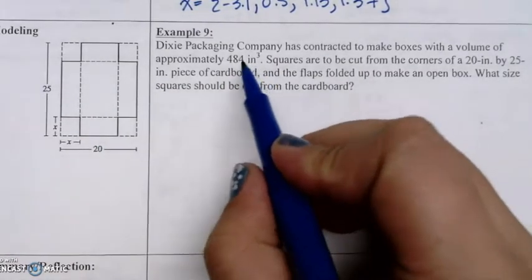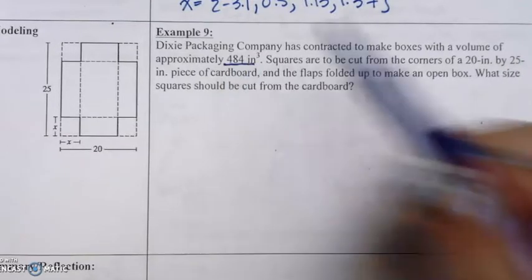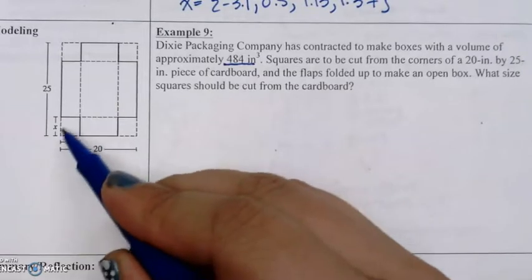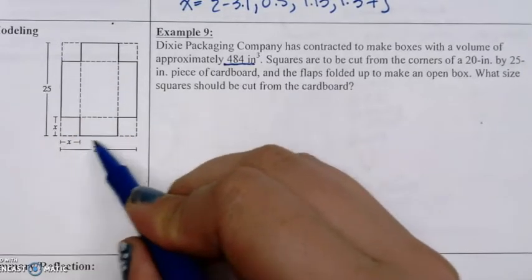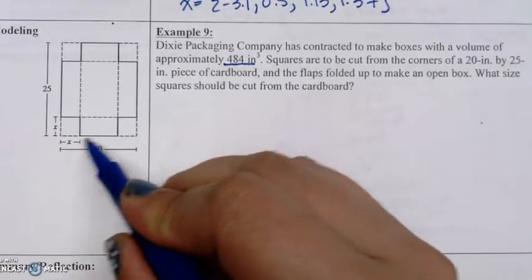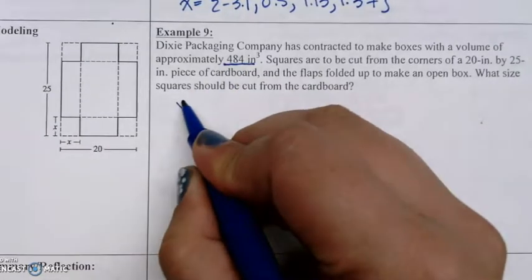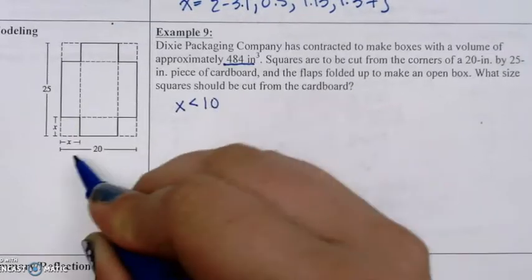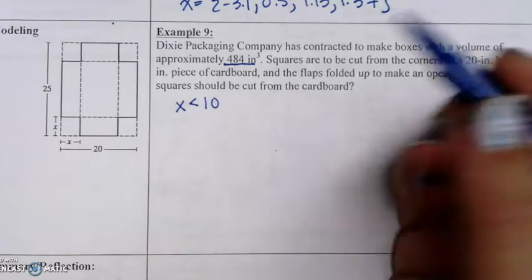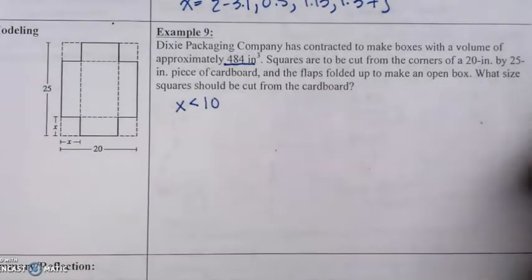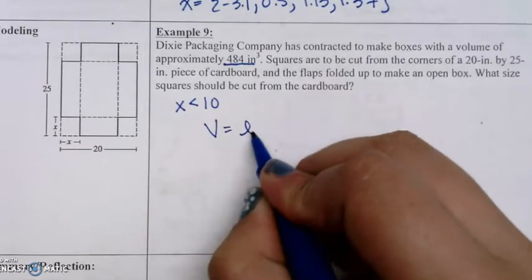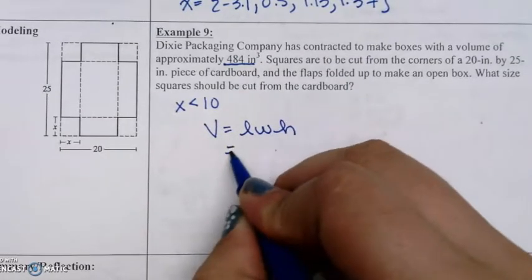So we need a box that has a volume of 484 cubic inches. We are cutting squares out of the corners of the boxes. Now, because I'm cutting the square here out of a 20-inch side of a box, I know x can't be bigger than 10. X has to be smaller than 10. Otherwise, I can't cut it from this side of the box, right? I would also have no volume if x was 10. So to find the volume of this box, volume is length times width times height.